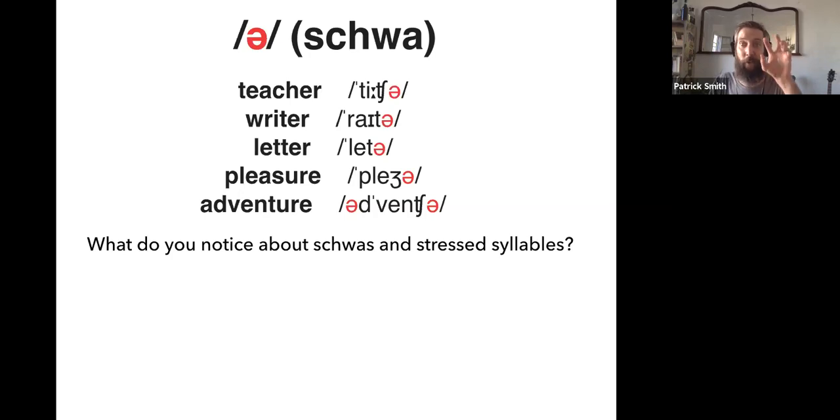You see that the stressed syllable cannot contain a schwa. That's impossible. Yeah, except for New Zealand people, but that's a topic for another day. Strange accents, but basically it's impossible. So you see the last word on the list, adventure. It has three syllables, and actually it's got two schwas, one on the first syllable and one on the last syllable. Why? Because the stress is on the second syllable, adventure.